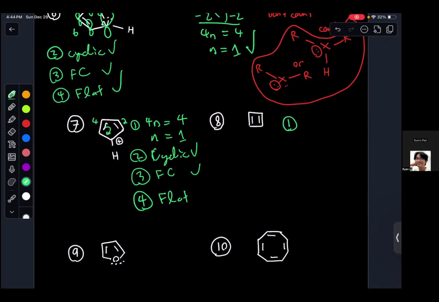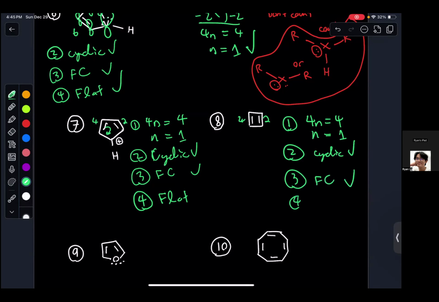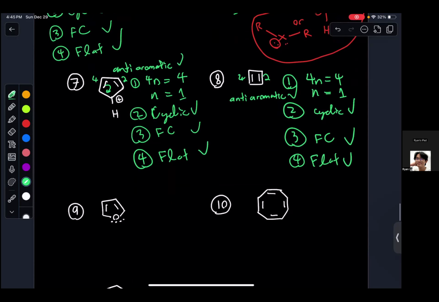Let's do this one more time. This is 4n equals 4, 2, 4, n equals 1. Then from there, is it cyclic? Yes. Three, is this fully conjugated? Yeah, I'd say so. And by virtue of that, is it flat? Yes, it is. It's following the 4n rule, so that means this is anti-aromatic. I forgot to label this; it's also anti-aromatic. Not exactly aromatic, but hey, at least you're not non-aromatic. Good times. Let's move on.